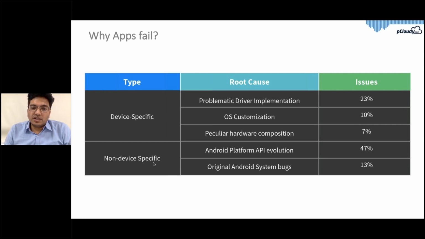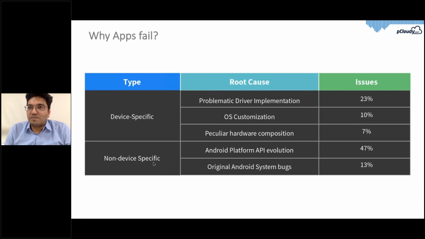Within device specific, there are different reasons why apps fail, and most of these reasons, like problematic driver implementation, OS customization, or peculiar hardware composition, are very OEM specific phenomena. So you might be aware that OEMs pick up the operating system which is released by Google, which is called Vanilla, and then they customize it to suit their needs. At the same time, they also customize the hardwares. They customize the drivers. So for example, every phone is striving to be the best camera phone, and they change the drivers, audio drivers. So all these implementations are very, very specific to OEMs.